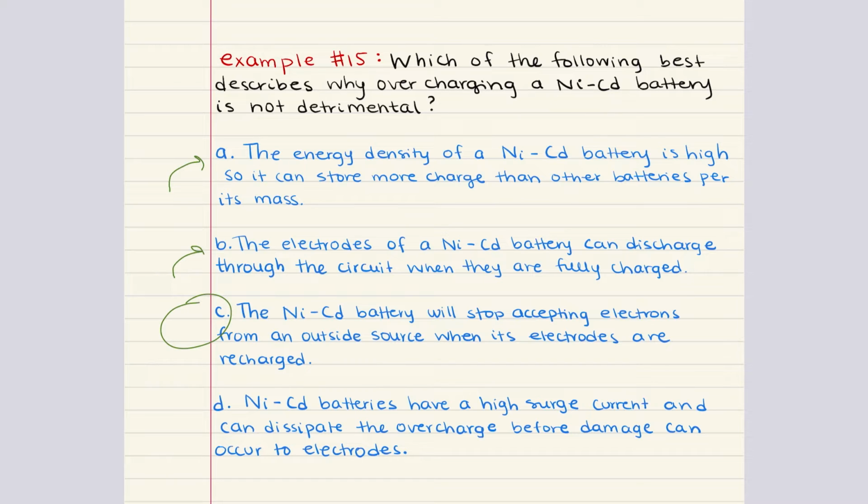Now, D talks about something regarding surge current. Surge current refers to the initial burst of current that's seen in some batteries. Once charged, the surge current is not going to increase even if the power source continues to run, because no additional charge is going to be stored on the electrodes. This doesn't explain what we're being asked in this problem, so this is incorrect as well. The correct answer for problem 15 is going to be answer choice C.